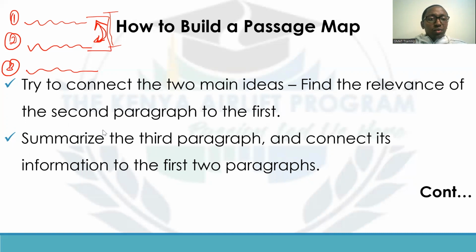So you relate the third paragraph to the information in the rest of the paragraphs. Once you do this, you will have your passage map, because whatever relation you extract will be the main idea or the author's train of thought.